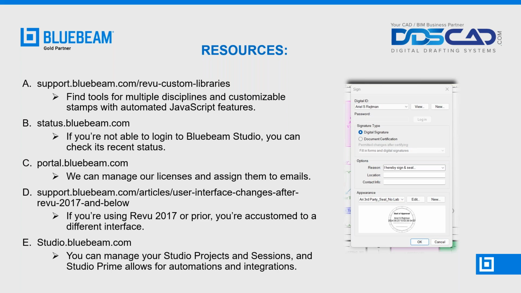Portal.bluebeam.com is an older way of managing licenses for perpetual licenses. Now we go to org-admin.bluebeam.com in order to manage our subscription licenses. If you guys have any questions about that, please contact us. You can also check out the differences between the older interface of Review 2017 and prior, and compare it to Review 2018 up to Review 21's interface. If you have any issues, you can check out link number D right here. That should help a lot. And then you can also go and manage your Studio projects and sessions. And this website will also become prime.bluebeam.com if you have Studio Prime enabled for your email address. So that can help a lot.